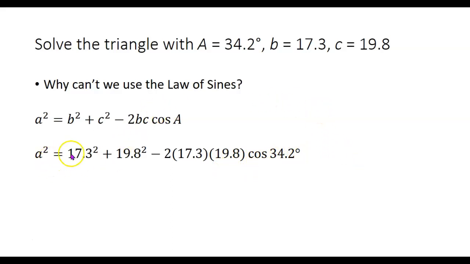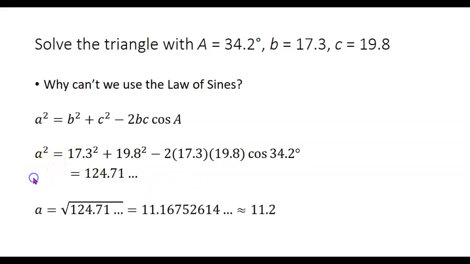Put all that into your calculator. Comes out to be 124.71 and so on. So that's a squared. So then a would be the square root of that number, which comes out as 11.1675261, about 11.2 if we round it to one place after the decimal point. So we got our number for little a.